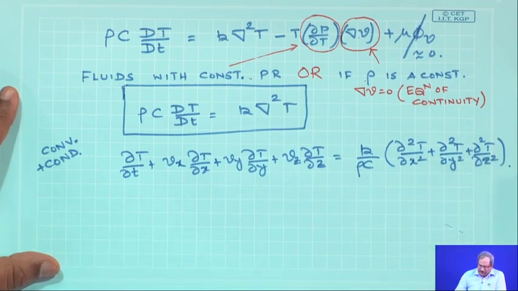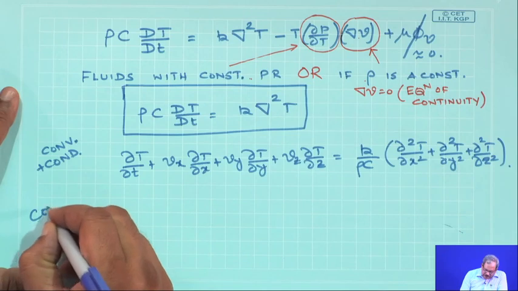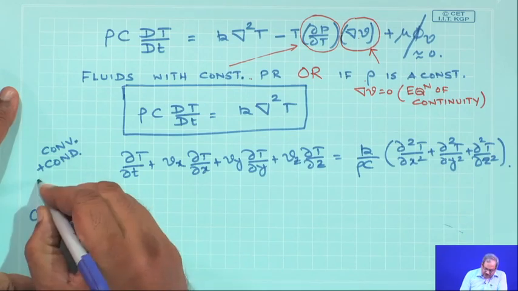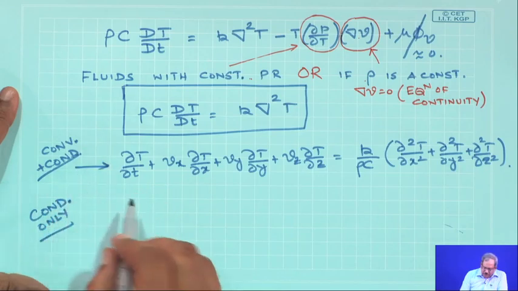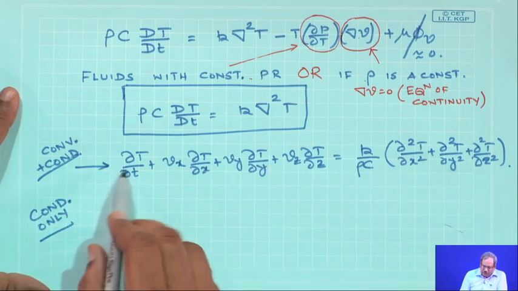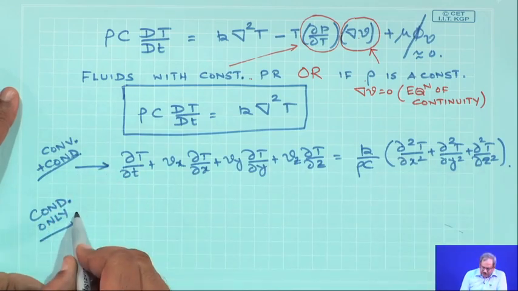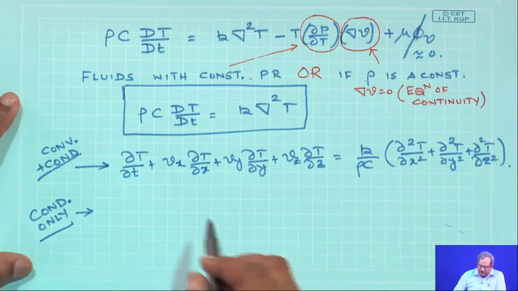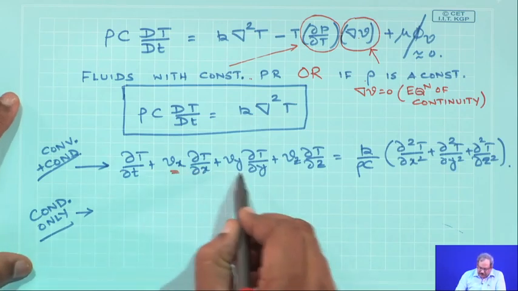If this is the case, and if it is a conduction only case, so if conduction and convection both are present, then this would be the form for a rectilinear coordinate system. Now, what is going to be the conduction only case? What are the simplifications that I can make?